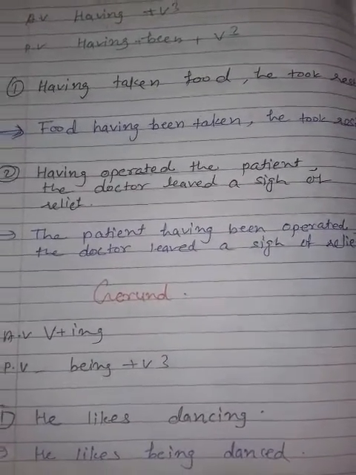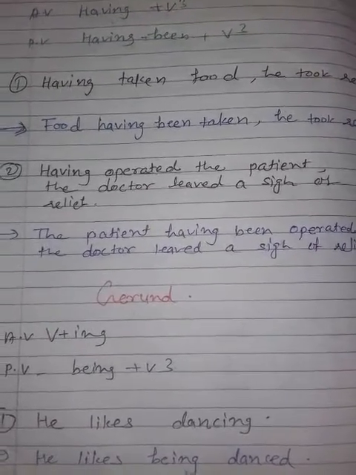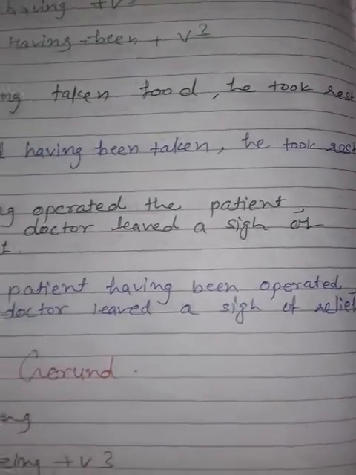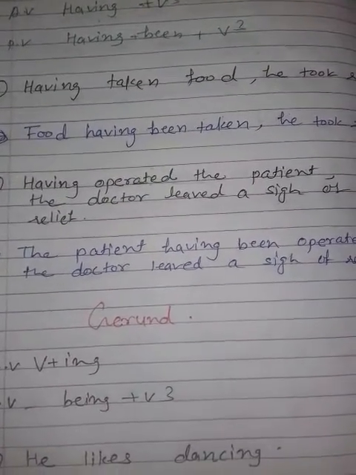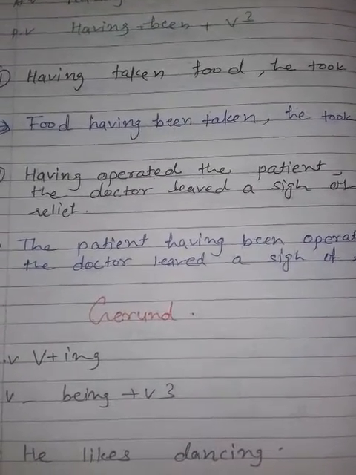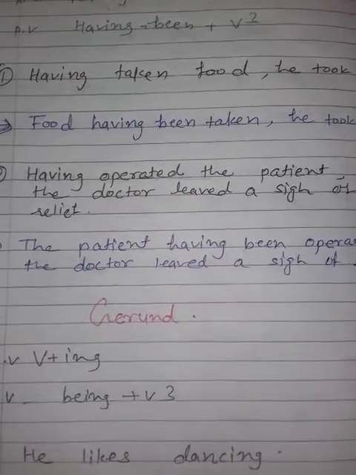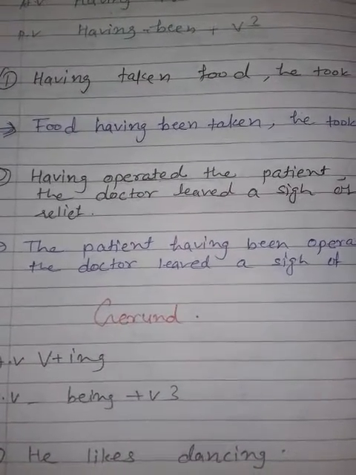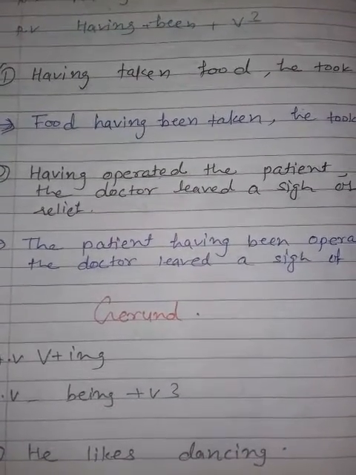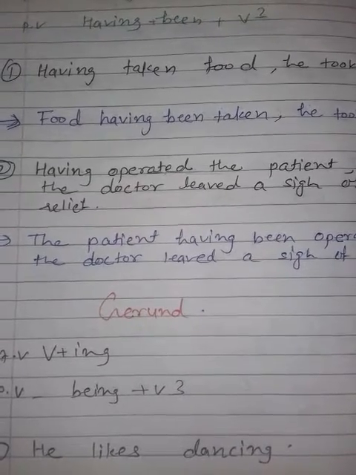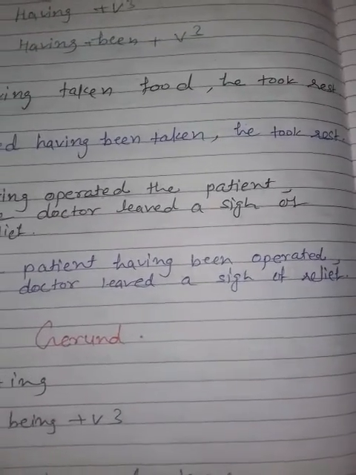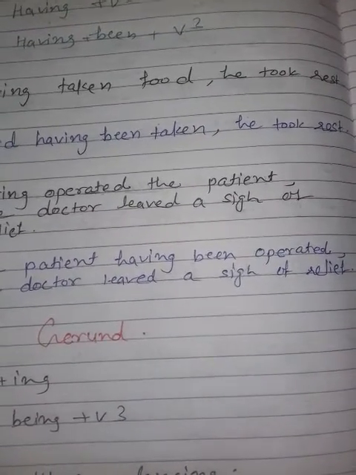We can see the first example: having taken food, he took rest. Now we change into passive voice. The subject is not given there. Now we see the object: having taken food, food is the object. Food becomes the subject in passive voice: food having been taken, comma, and we put the sentence as it is.